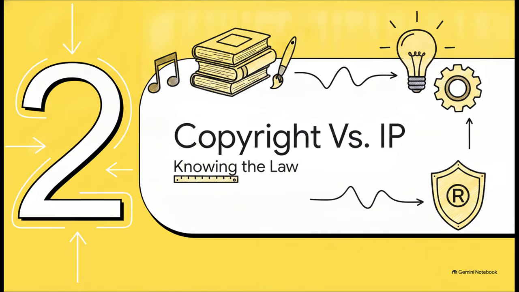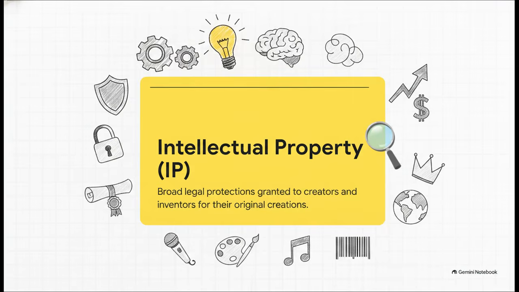Part 2. Copyright versus intellectual property. Knowing the law. Let's tackle the bigger of the two concepts first. Intellectual property, or IP, is essentially this massive umbrella term. It covers all the legal protections granted to creators and inventors for the original creations of their minds. We're talking about a huge range of things here: brand names, logos, full-blown inventions, industrial designs, and artistic works.